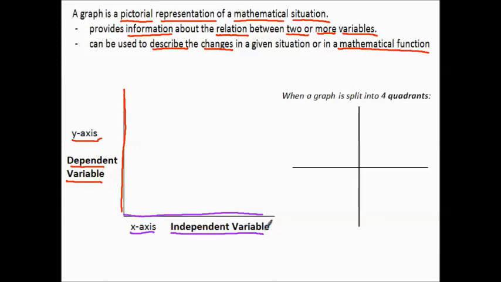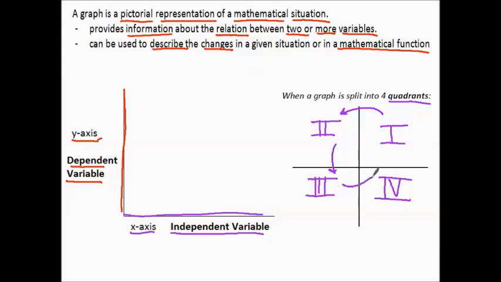A graph is split into 4 quadrants. We start here with quadrant 1, and we move around our graph to the left to quadrant 2, quadrant 3, and quadrant 4. We move around when we number our quadrants.